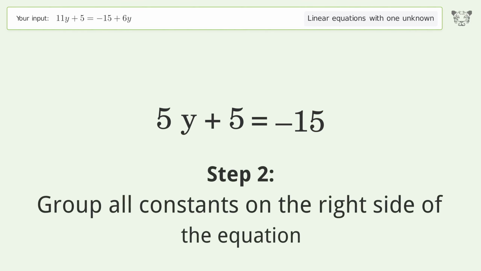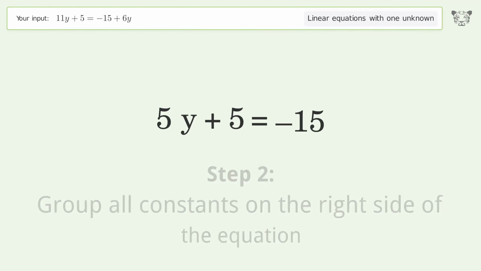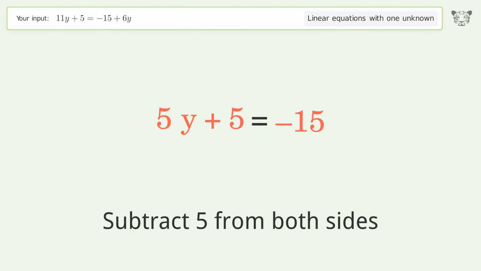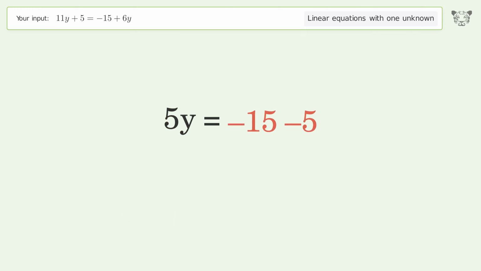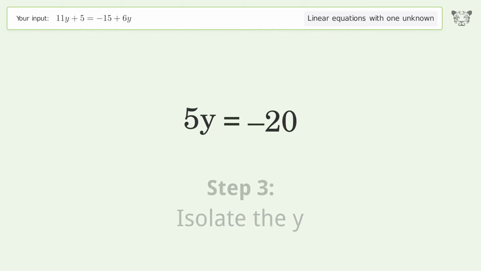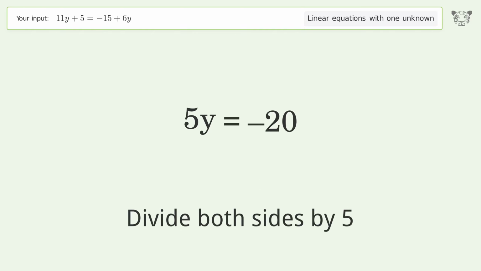Group all constants on the right side of the equation. Subtract 5 from both sides. Simplify the arithmetic. Isolate the y. Divide both sides by 5.